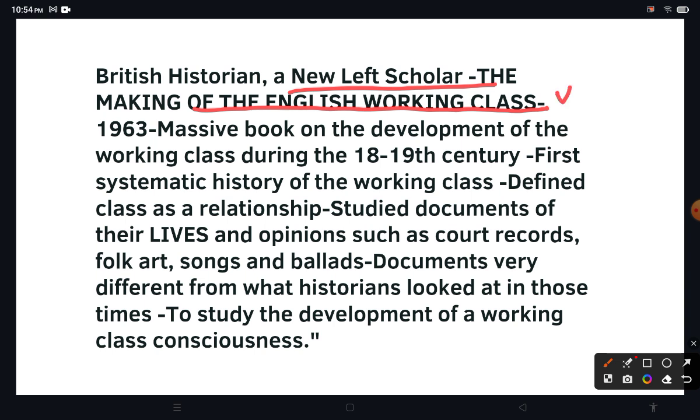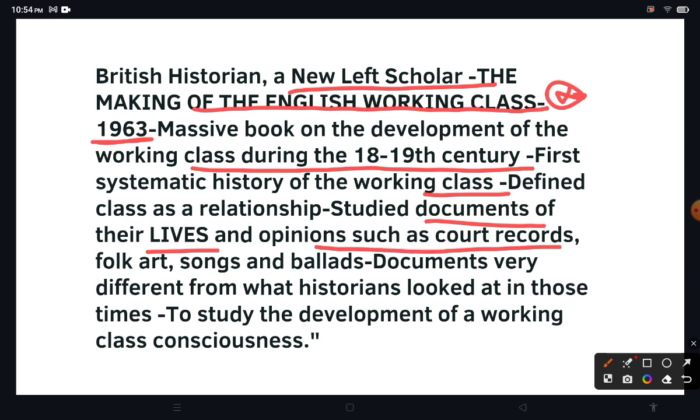So his important work, The Making of the Working Class. You can expect this type of question in a matching question. It was published in 1963, a massive book on the development of the working class during the 18th and 19th century. First systematic history of the working class, it defined class as a relationship.